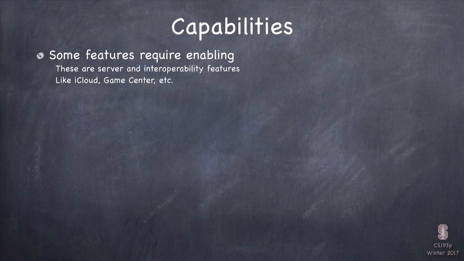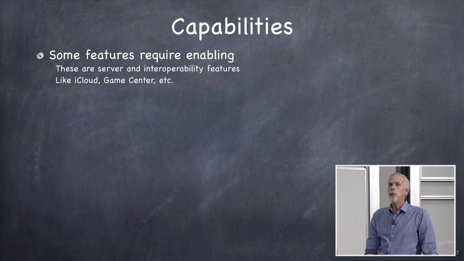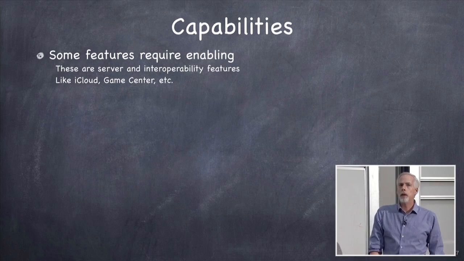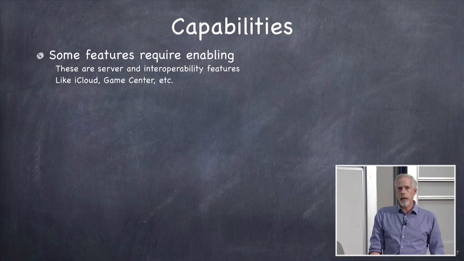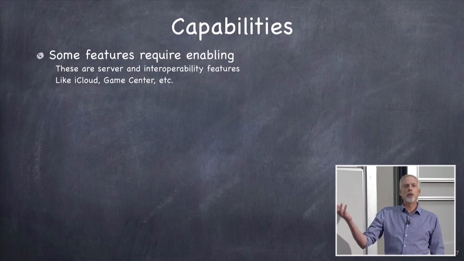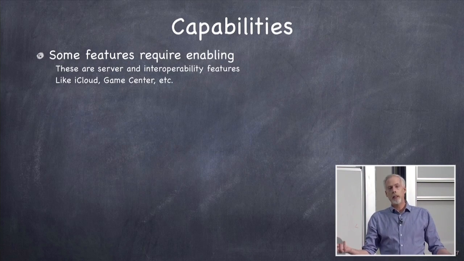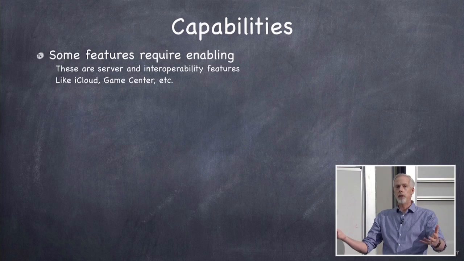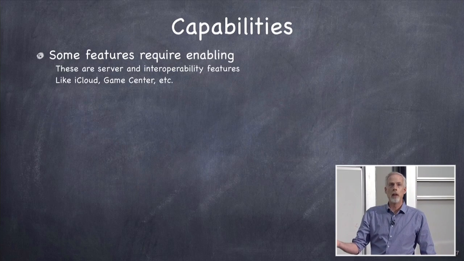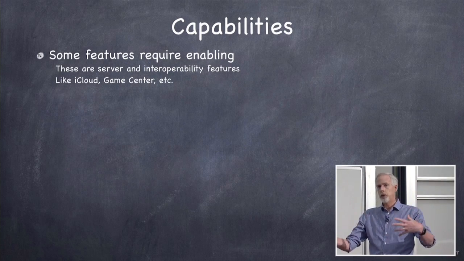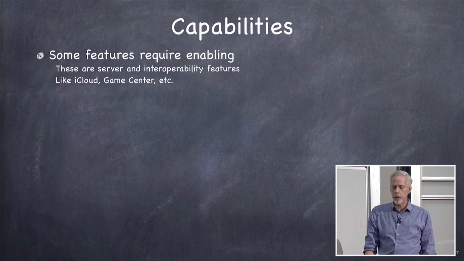Another thing that you'll see in your settings are capabilities. There are a number of features, a couple dozen maybe, that require an external server, or some external resource, like iCloud, right? CloudKit requires some server that's storing all that data out there, or Game Center has all the servers so that people can get together to play games and things like that.